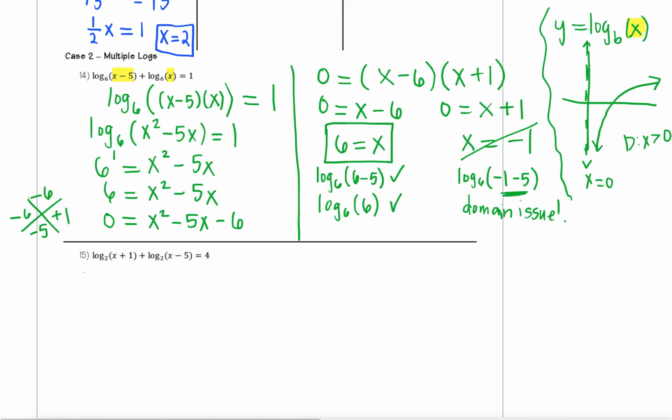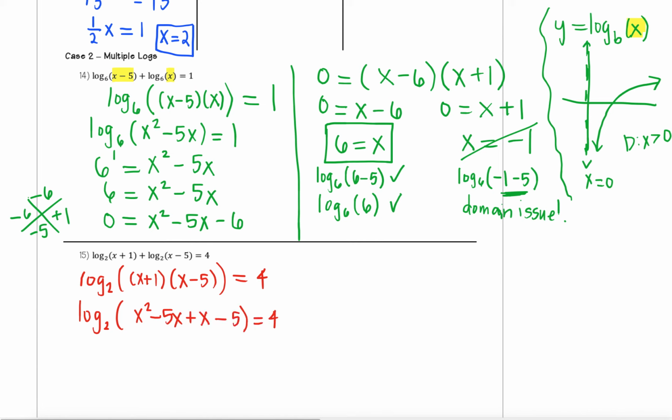So using the product property, we could rewrite this as log base 2 of x plus 1 times x minus 5 still equals 4. I'm going to go ahead and distribute all of that out inside to get log base 2 of x squared minus 5x plus x minus 5. Combining some like terms, we get log base 2 of x squared minus 4x minus 5 equals 4. Now that we've condensed this down into a single log expression, we can go ahead and convert to exponential form.